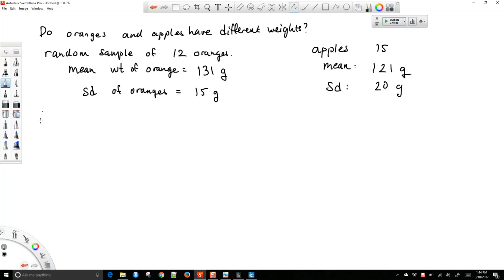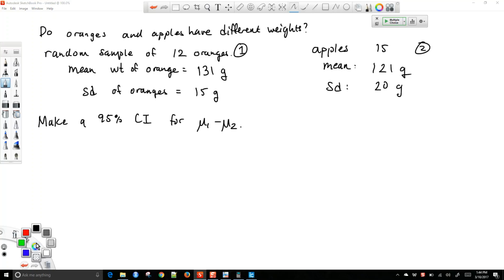So make a 95% confidence interval for mu1 minus mu2. We'll call the oranges group 1, and the apples group 2. Should I just do this?